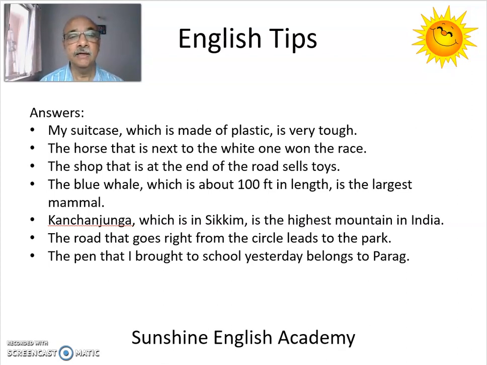The next one, the horse that is next to the white one won the race. Now, that is next to the white one, does it define the horse? Yes, it defines a specific horse. Now, in this sentence, it means there is only one white horse, and there is only another horse which is next to the white one. There aren't two horses next to the white horse. So that is next to the white one defines a particular or specific horse.